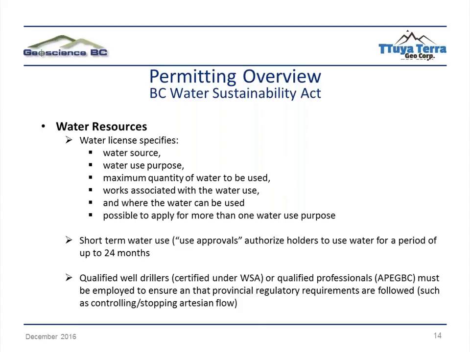So we've just got here the list of what the license specifies that we just went through in the previous slide, and I just wanted to add that there is a possibility of a short-term water use, which is referred to as a use approval, which authorizes the holders to use water for a period of up to 24 months. Currently, under the WSA, you need certified qualified well drillers or qualified professionals through the Association of Professional Engineers and Geoscientists of BC, or APEGBC, that must be employed in order to ensure that provincial regulatory requirements are followed.